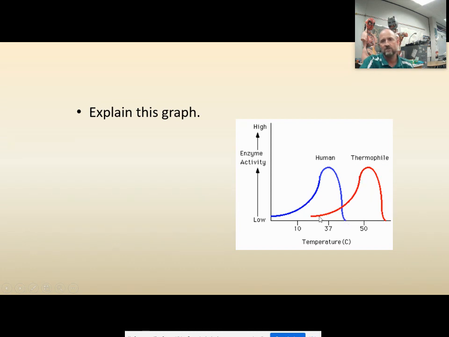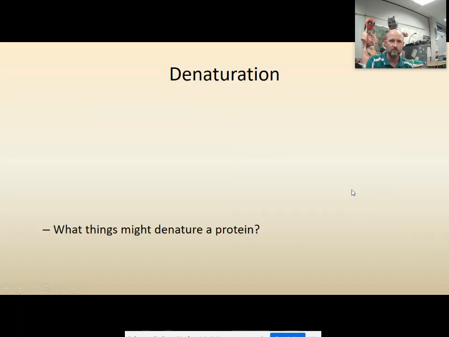This is a thermophile, so this would be a bacteria that lives in places like the thermal vents of a volcano or hot springs. And you can see that their enzyme activity too increases with energy, but their denaturing point is at a much hotter temperature, so they're able to survive in much hotter temperatures. Pretty cool life.